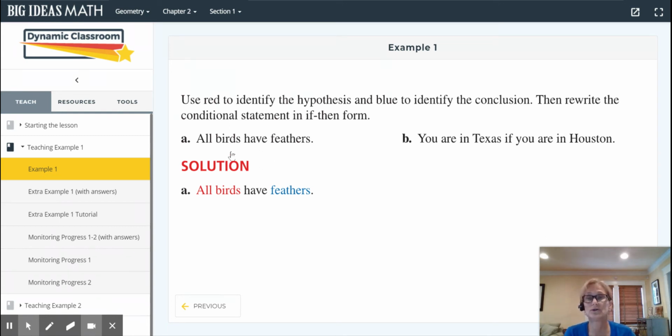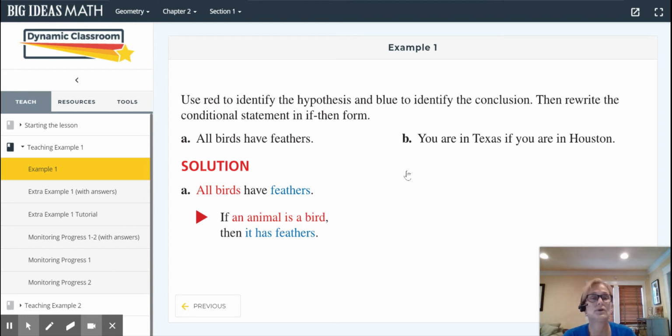So here's your solution. All birds is the P, feathers is the Q. And then rewrite it in if-then form. If an animal is a bird, then it has feathers, would be the conditional statement.